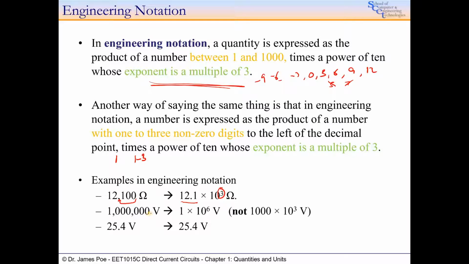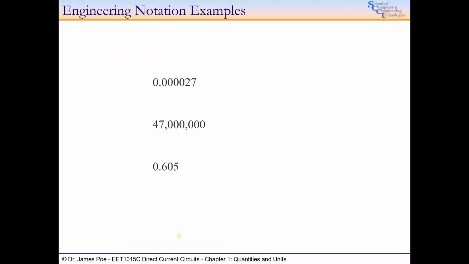Again, I'll do it again. Move it over by 3. Move it over by 6. I can't move it anymore, or I'll have a 0 to the left. So I have 1 times 10 to the 6th. Last one. 25.4. Since this is 1 to 3 digits, right? It's a number between 1 and 999. It's already in engineering notation. And so we're done.